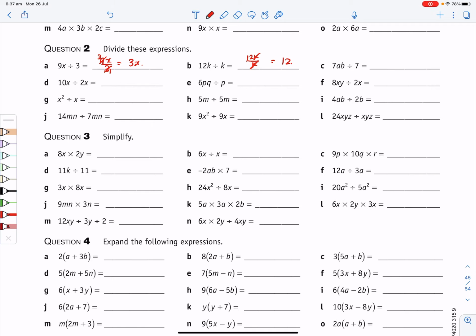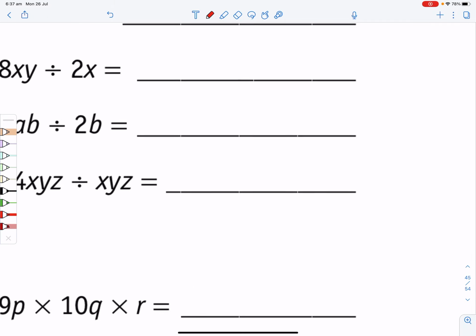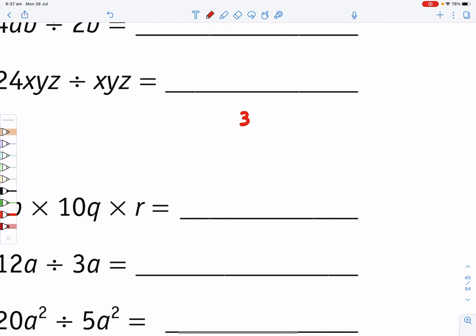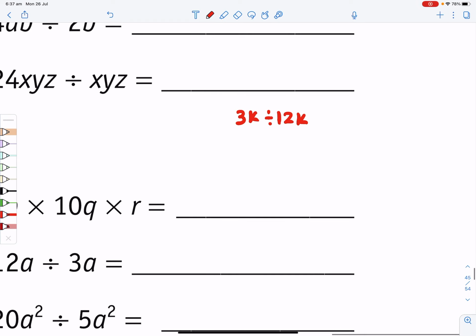Why do I like doing it that way? I'll show you why. Because if you get a question, I'll make up my own question here. Let's say you get 3k divided by 12k. By rewriting the question as 3k over 12k like this, what you can do is you can cancel the k's, and now 3 over 12, you know from fractions experience, divide that by 3 and get 1, divide that by 3 and get 4, you end up with a quarter.